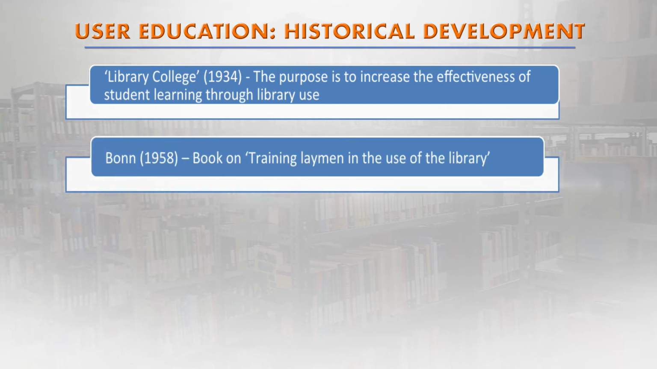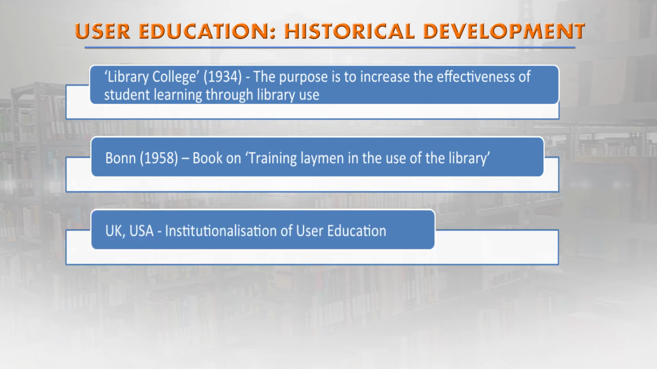Later on, during 1958, Bonn, in his book on training laymen in the use of the library, and thereafter in 1964 also, during this period many experts in the library field brought out several publications where users are taught how exactly they should use the library. Believe me, these were all very interesting books, and people used them quite voraciously. They read those books and understood the value of the library accordingly.